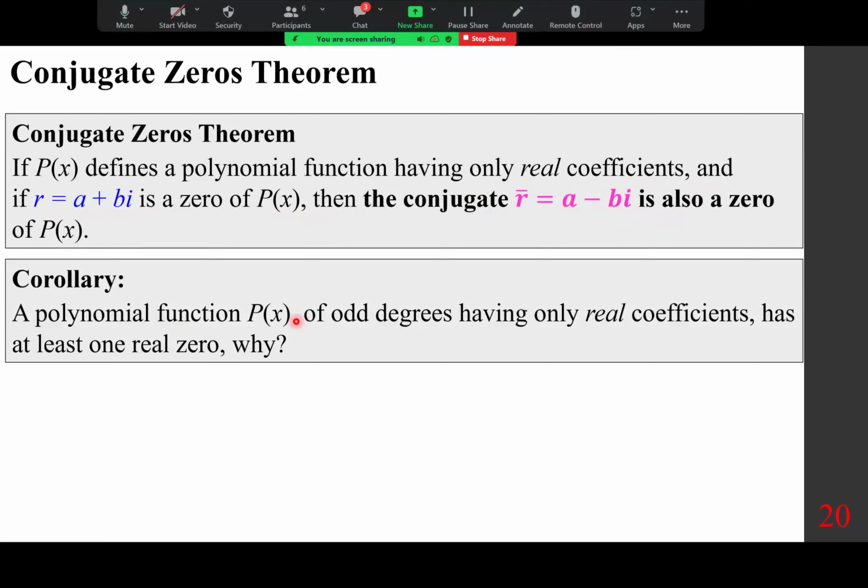A polynomial function P of x of odd degree having only real coefficients has at least one real zero. Why is that? Odd. Remember, complex conjugates happen in pairs. Complex conjugate zeros happen in pairs. So if, for example, n is 3, then 3 minus 2, there is one real zero. You can't have complex conjugates not happen in pairs.